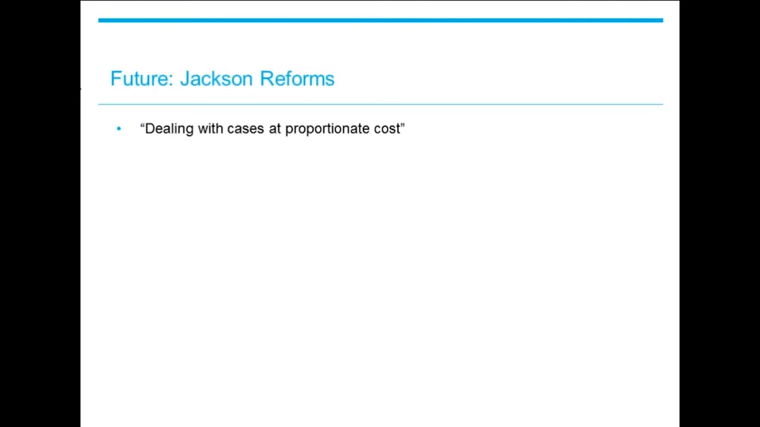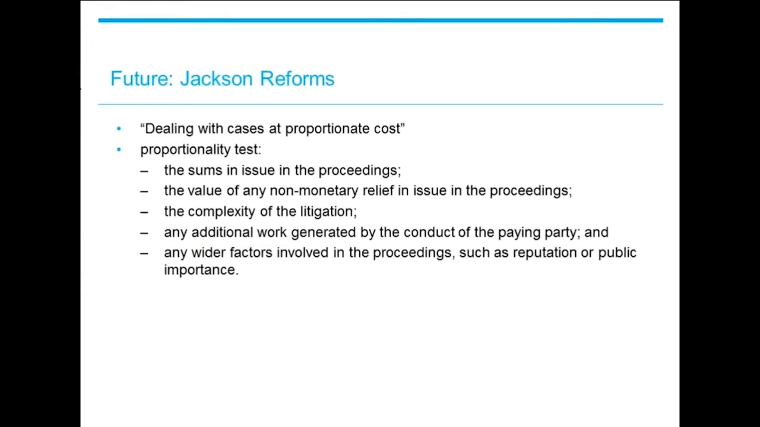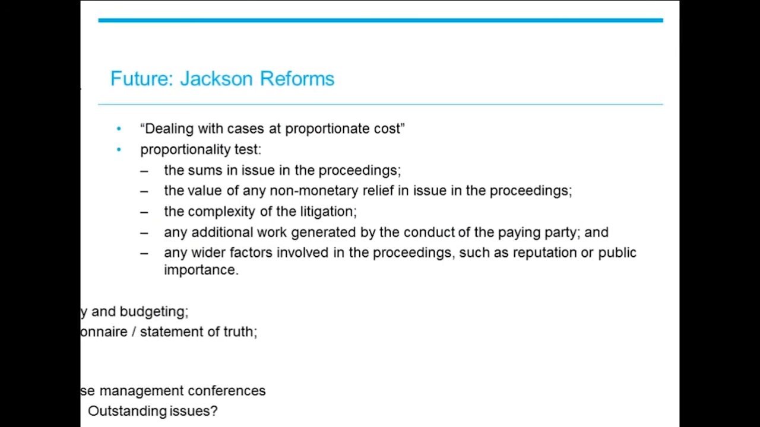There is now a proportionality test in disclosure which considers factors such as the sums in issue in the proceedings and the complexity of the litigation, among the others that can be seen on your screen. In terms of disclosure, the key message to take away is that the parties must have disclosure at the forefront of their thought process. They can no longer afford to add on disclosure as an ancillary part of a case, but it's something that needs to be costed and considered at the outset.